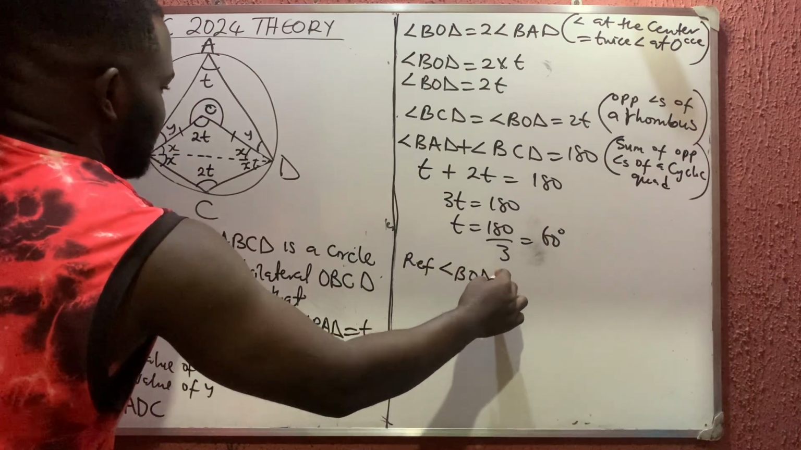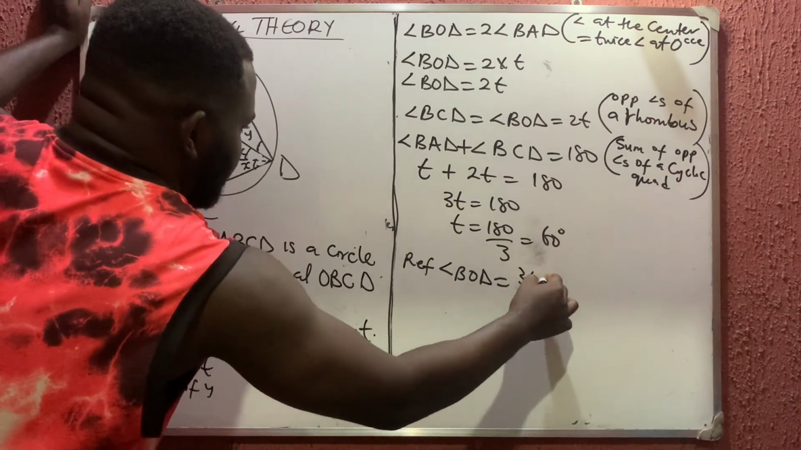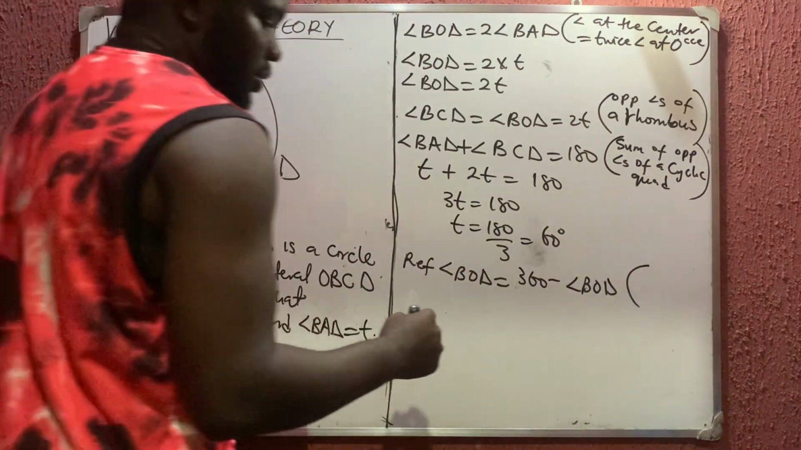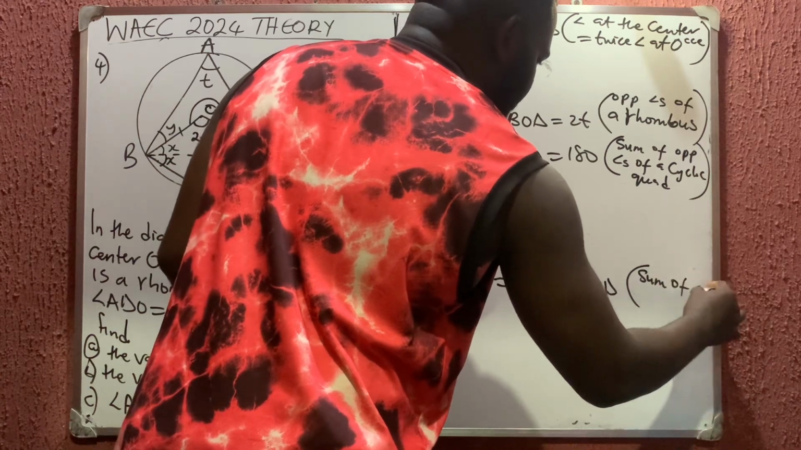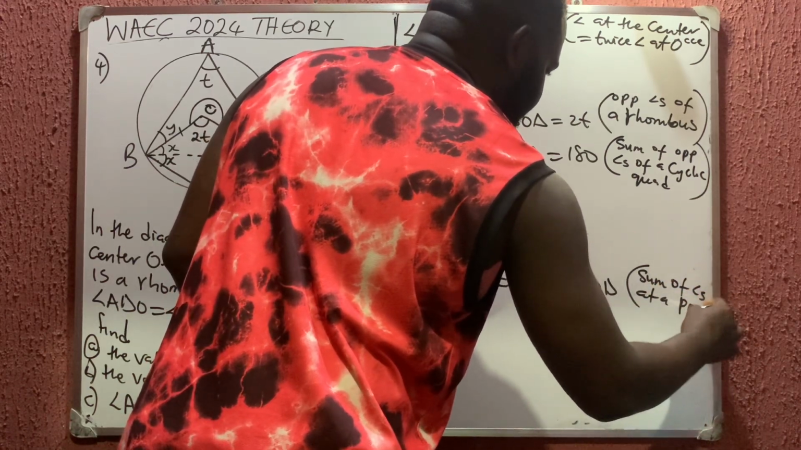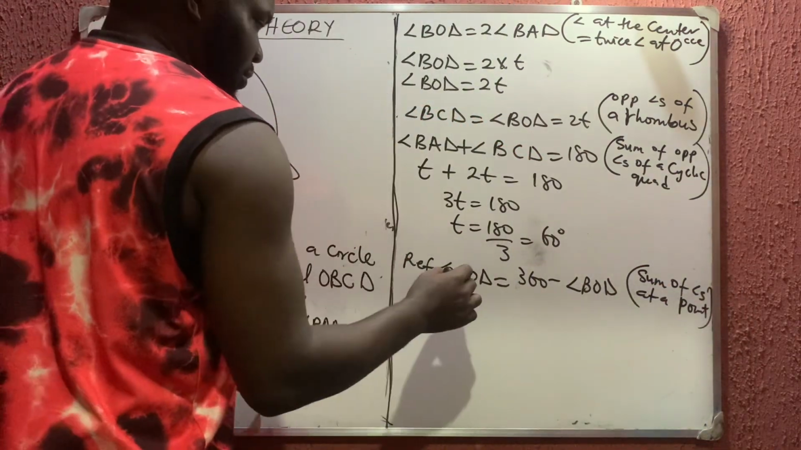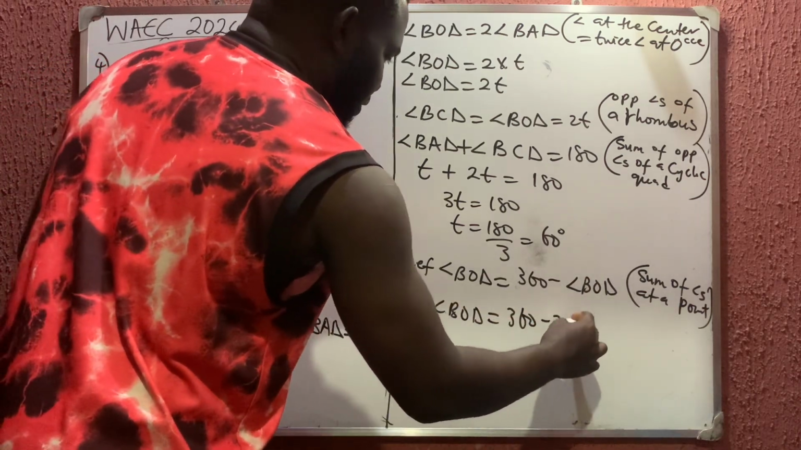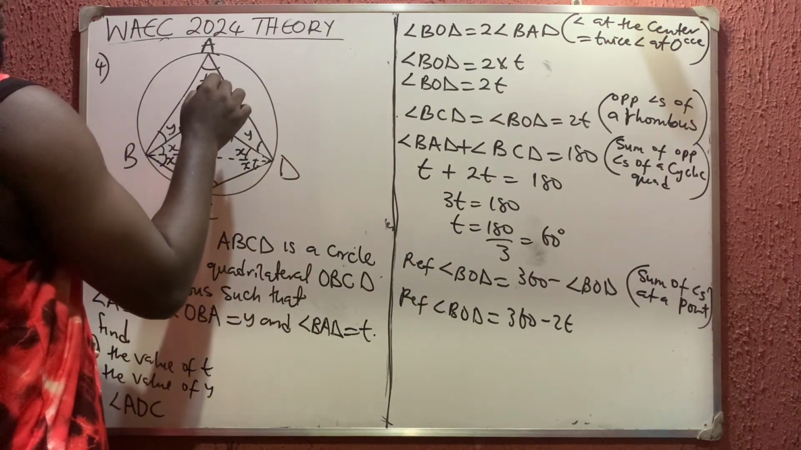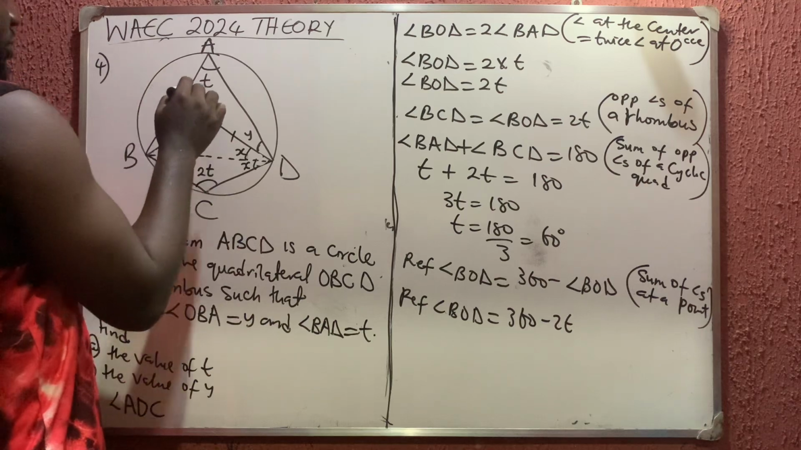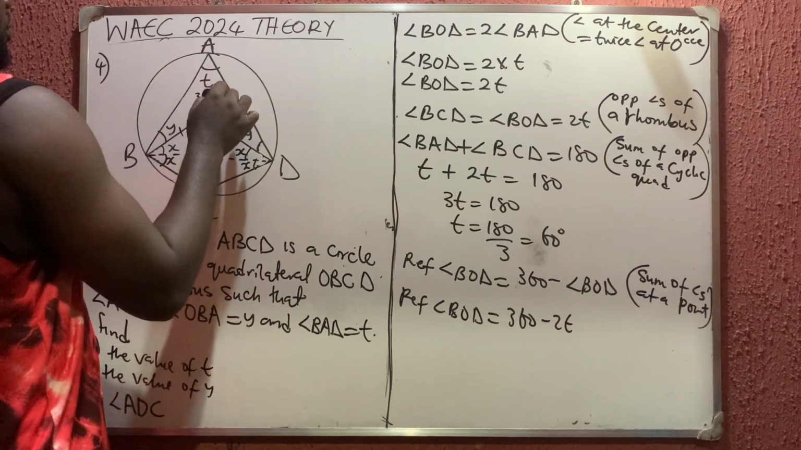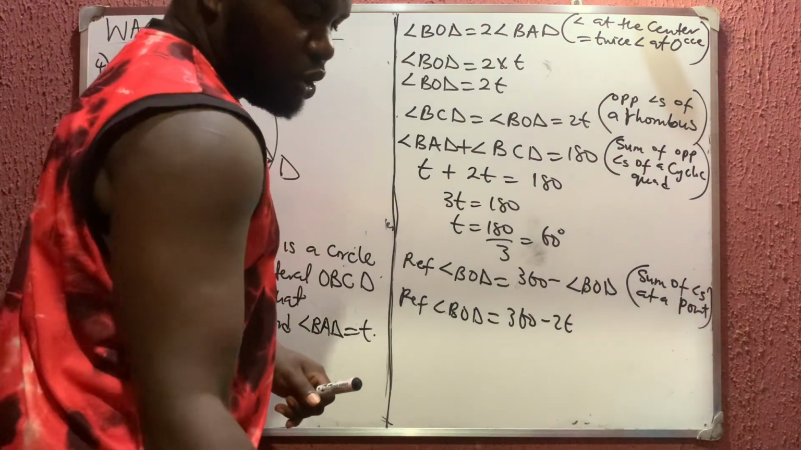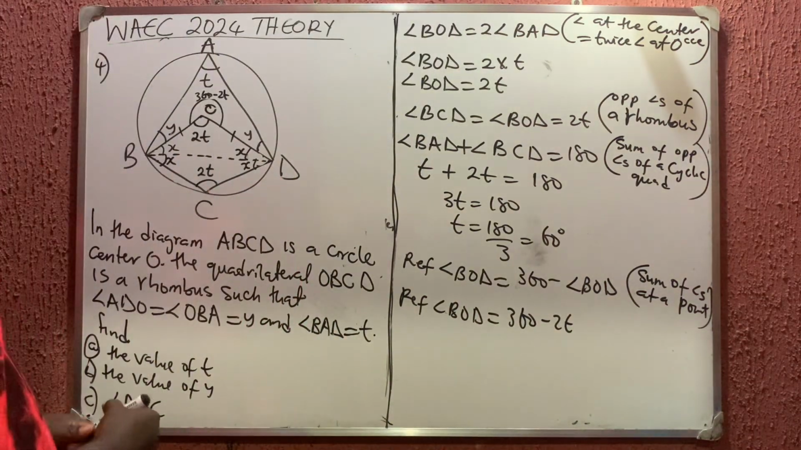So I hope you know that reflex angle BOD is equal to 360 minus the normal angle BOD. My reason is sum of angles at a point. So this reflex angle BOD is equal to 360 minus 2t. Now let us have everything in this quadrilateral and equate it to 360, because the sum of angles in a quadrilateral is 360.